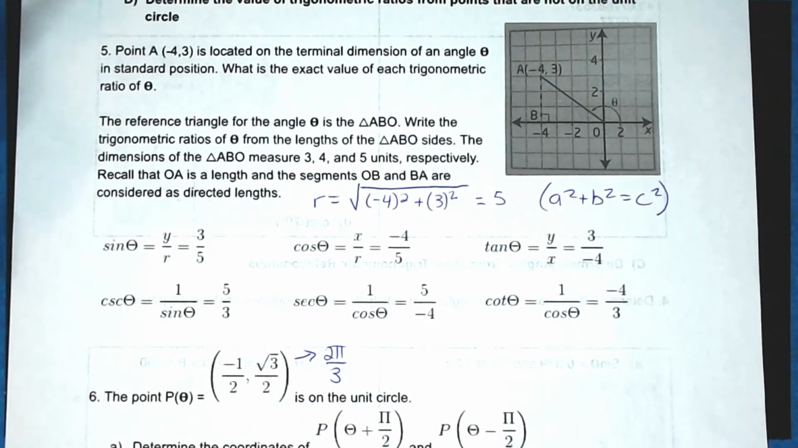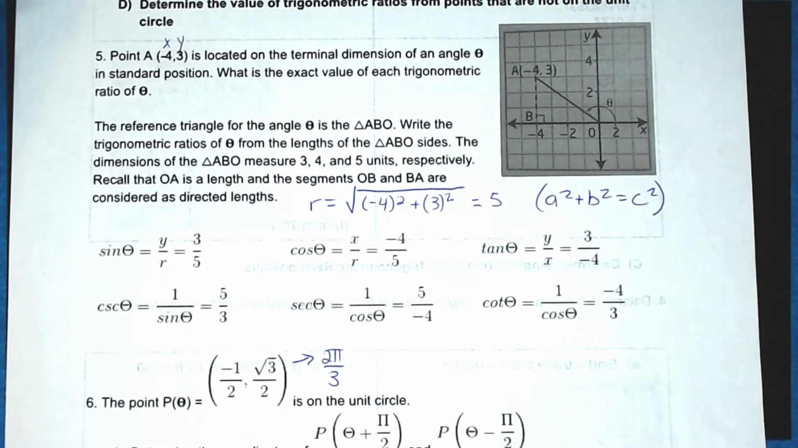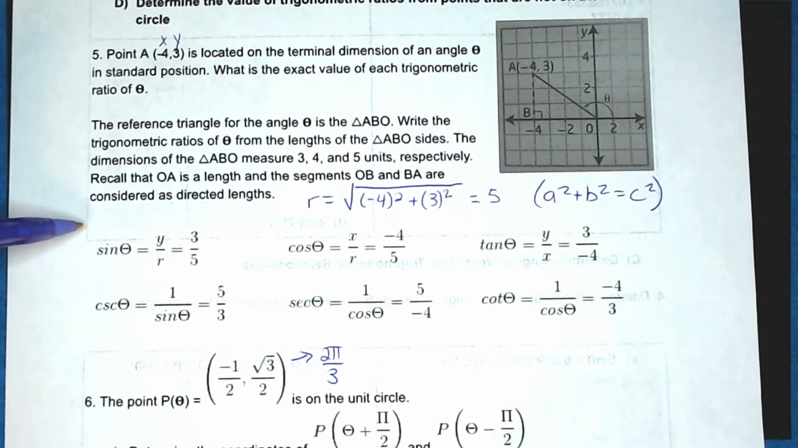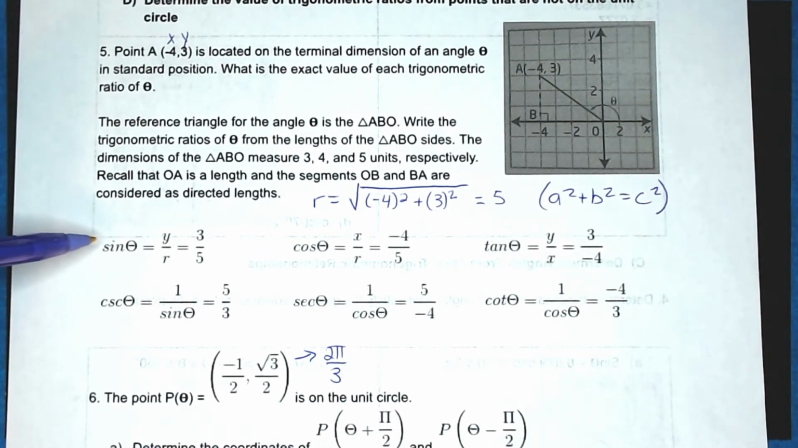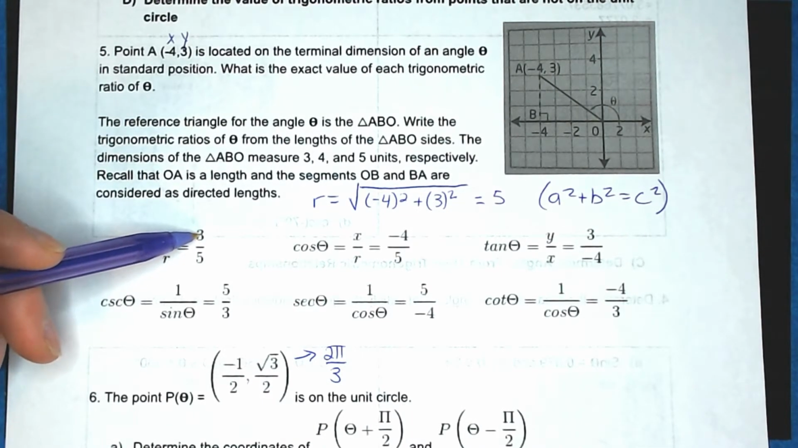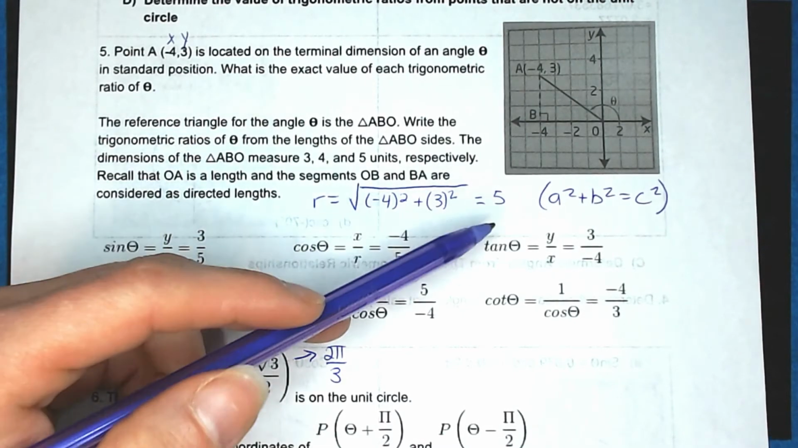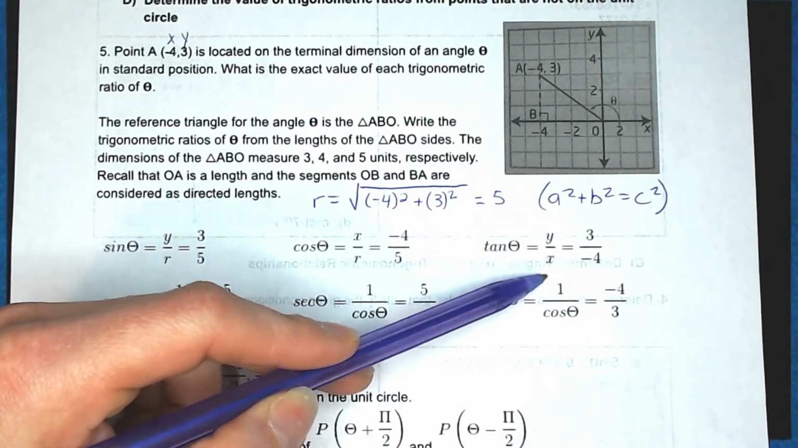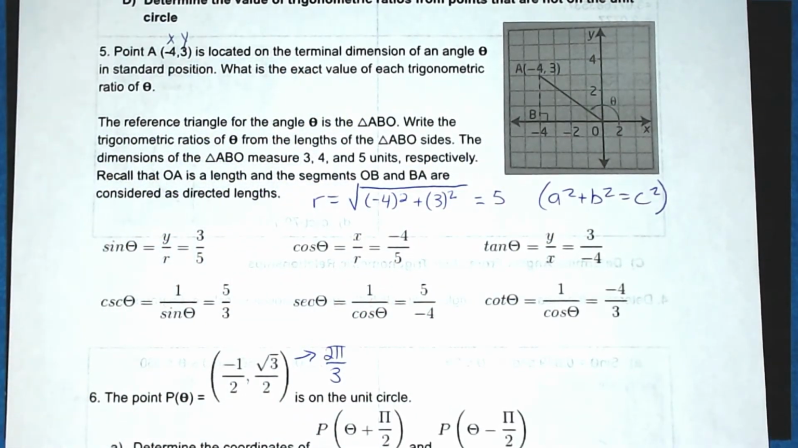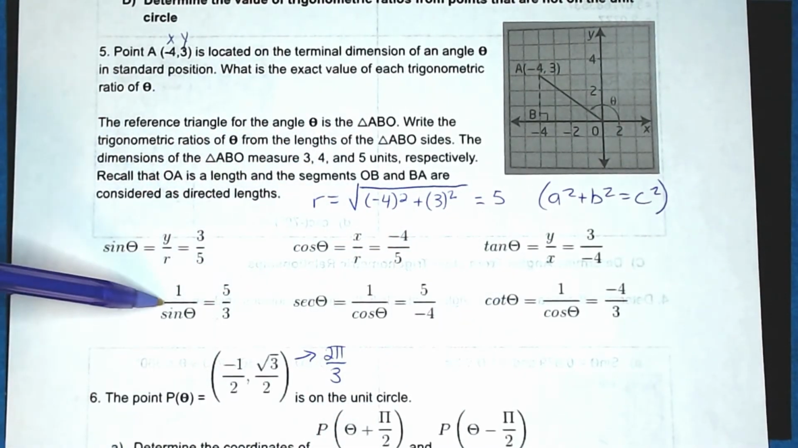Now, once you have this, you still have x, which is cosine, y, which is sine, and you can still determine all of the trigonometric ratios. So our sine theta is y over the radius, 3 over 5, cos theta, x over the radius, negative 4 over 5, and tan theta, y over x, negative 3 over 4. And then, of course, the cosecant, secant, and cotan are just inverses of that.